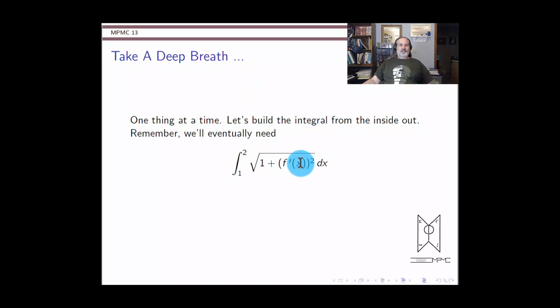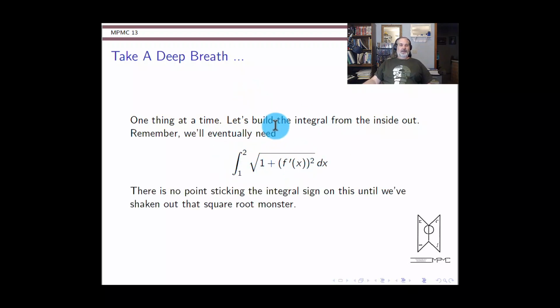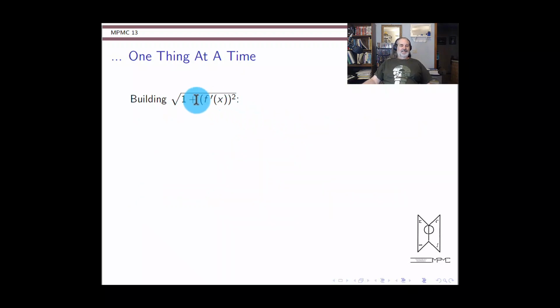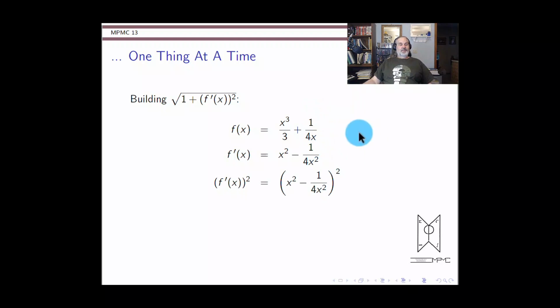Remember that we need to construct this integral here, okay? Don't stick on the integral sign. Don't stick on the square root until you've implemented the inside and shaken it out. So we're going to build this square root thing by working from the inside out. So the function, again, x cubed over 3 plus 1 over 4x. Its derivative, x squared minus 1 over 4x squared. That doesn't look much better. But here's where things start to get good.